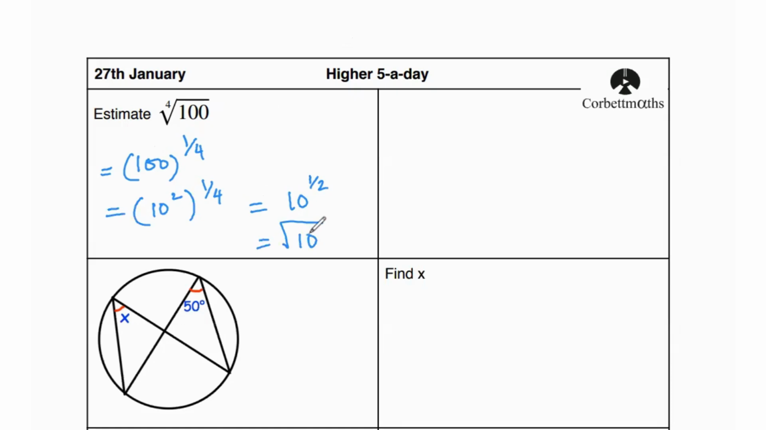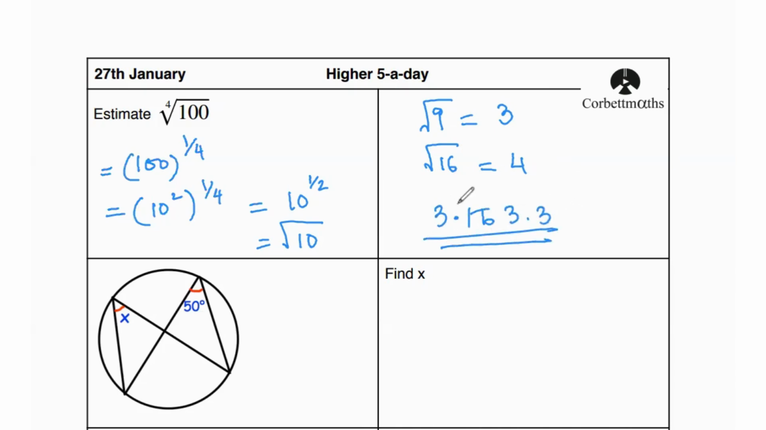And square root of 10, now we know that square root of 9 is 3, because 9 is a square number. And the next square number is 16. Square root of 16 is 4. So square root of 10 is going to be between 3 and 4. But since 9 and 10 are closer to each other, the square root of 10 value is going to be closer to 3. So we can say that square root of 10 is somewhere between 3.1 and 3.3. So any value between 3.1 and 3.3 can be your estimate of square root of 10.